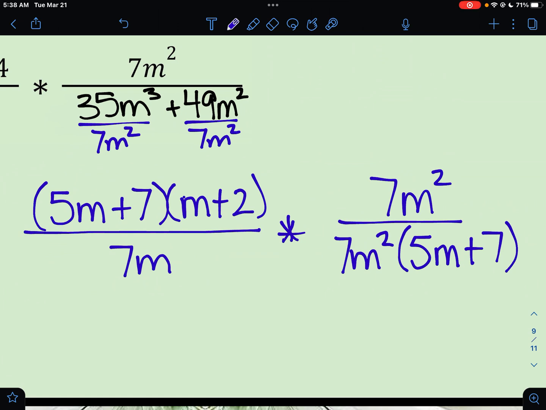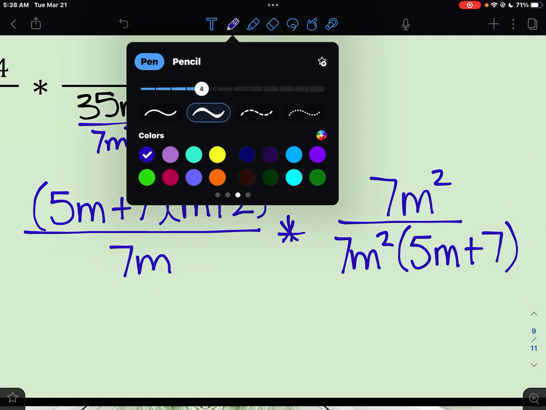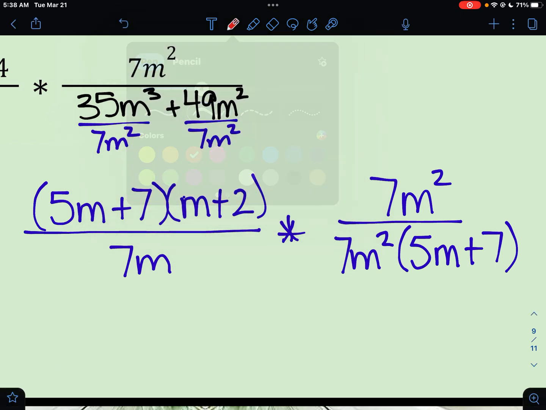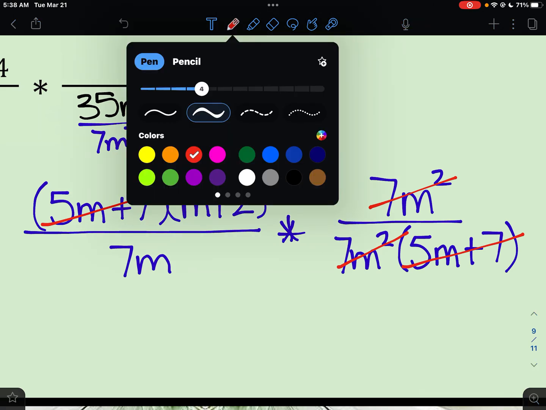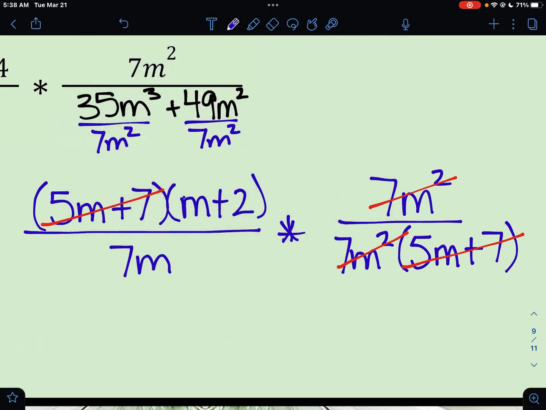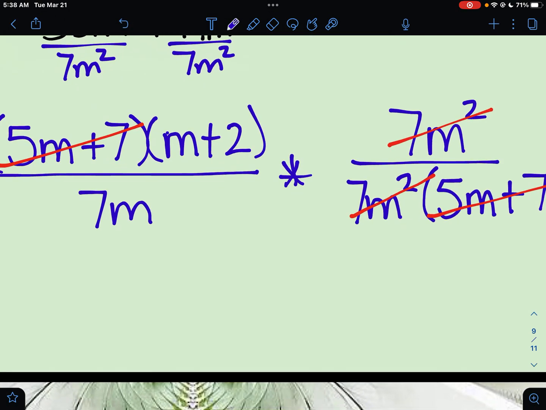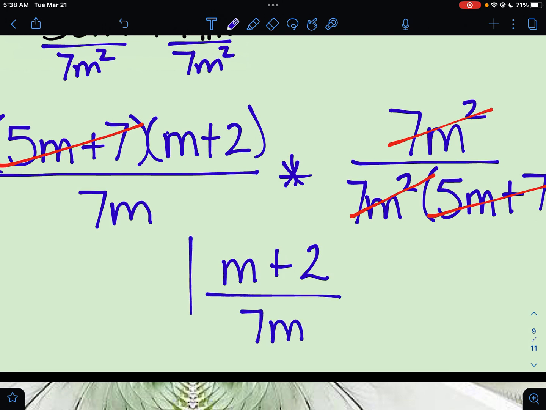All right. So now once you've factored everything, you just need to cancel. And remember, we can cancel across the multiplication sign now if we need to. All right. So I'm going to cancel everything that matches. And then I have m plus 2 over 7m.